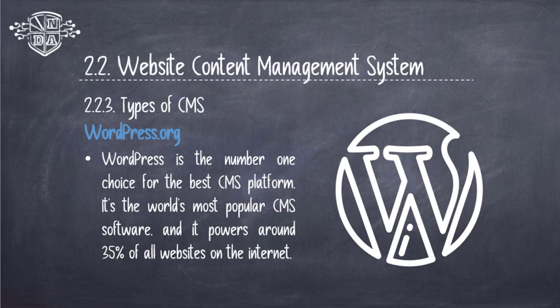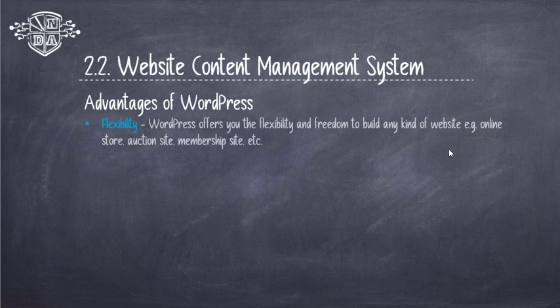It's the world's most popular CMS software, and WordPress powers around 35% of all websites on the internet. 35% is quite a large number, considering the number of websites that are available. So one of the advantages of WordPress as a CMS is the flexibility, and WordPress is really flexible. WordPress offers the flexibility and freedom, and you can build any kind of website. It's an online store, an auction site, a dating site, or just a normal website.